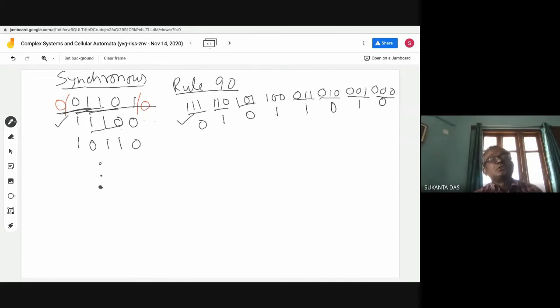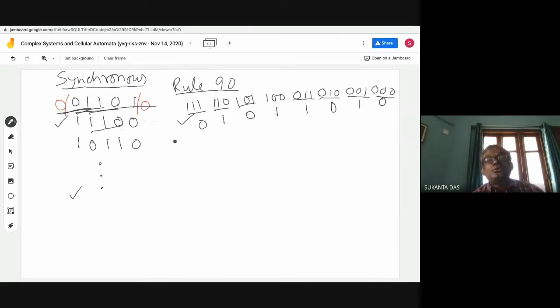Right? This is a synchronous way. And note, what is the important implication of the boundary condition? Boundary condition has a great role here. For the left hand side, I have assumed always 0. Right hand side, the cell state is always 0. That I've considered, and then I received the next configurations. So this is my synchronous CA.